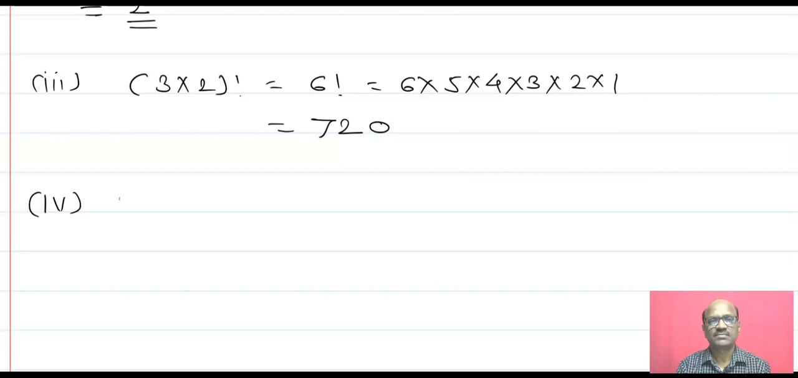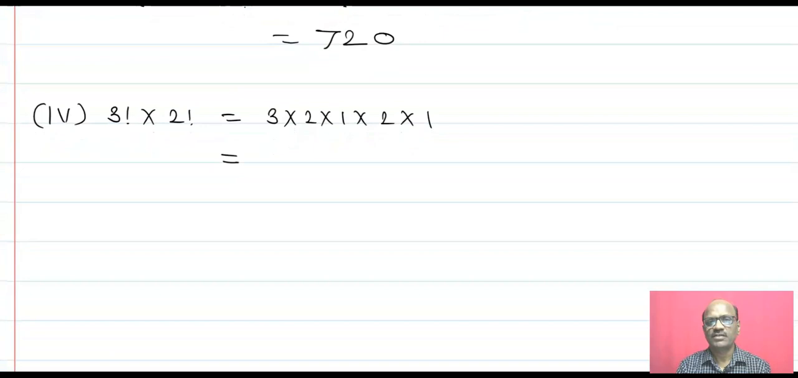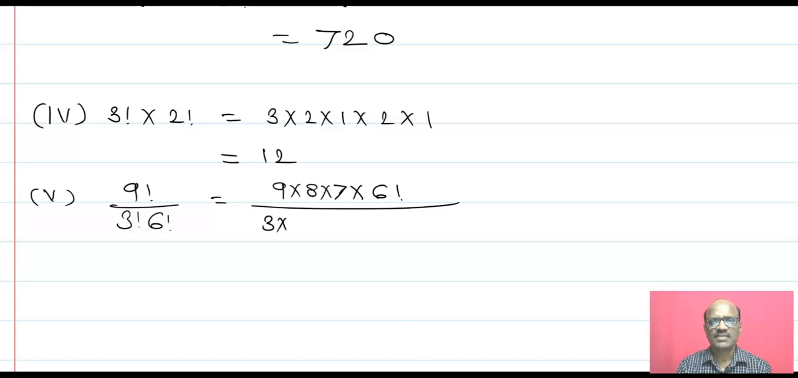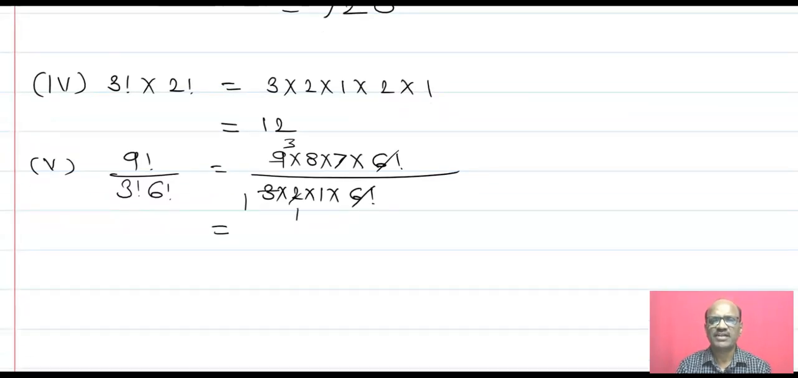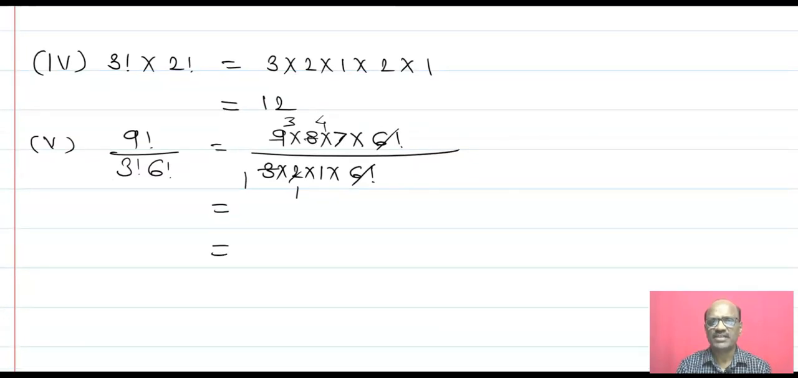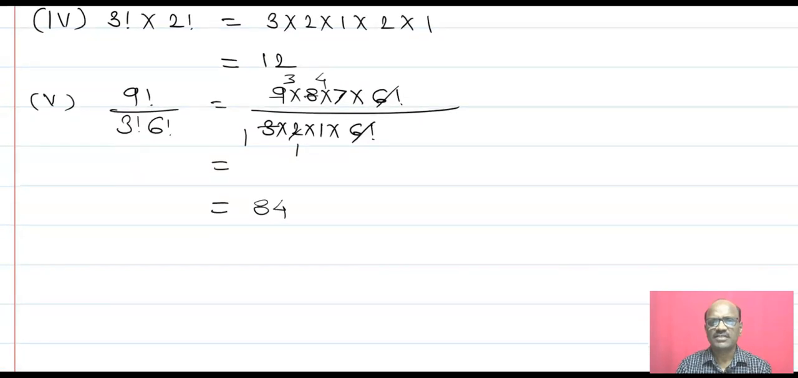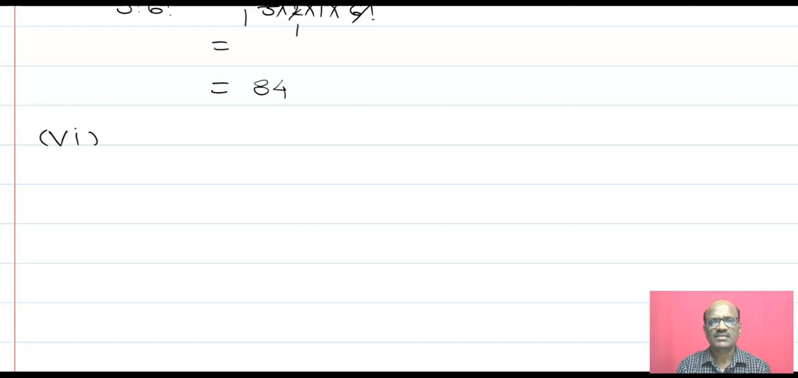Now the fourth one. Three factorial into 2 factorial, that is 3 into 2 into 1 into 2 into 1. That is 9 factorial upon 3 factorial into 6 factorial. Again, we can make the calculations. That is 9 into 8 into 7 and up to the 6 factorial we can write, and we get minimum calculations. 3 factorial can be written as 3 into 2 into 1, but keep up to the 6 factorial. Then our calculation will be reduced. That is 84.